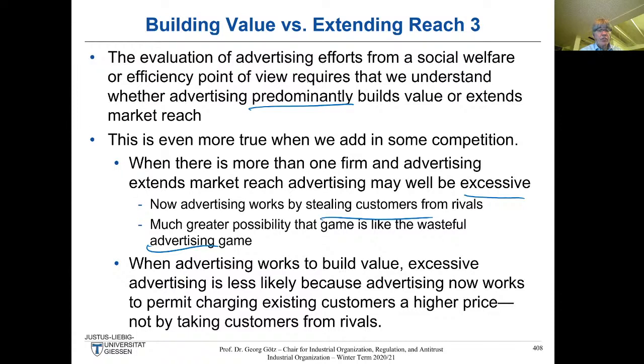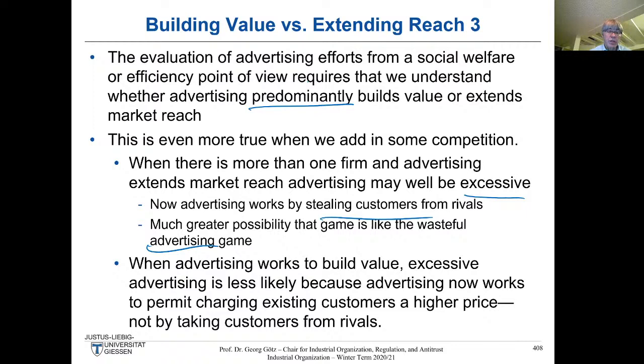Okay, if you have your consumers who come to your store, and you charge the same price as the other guy anyway, and if the other guy just informs more of your consumers and they move there, it's just a redistribution, and therefore a waste of resources.